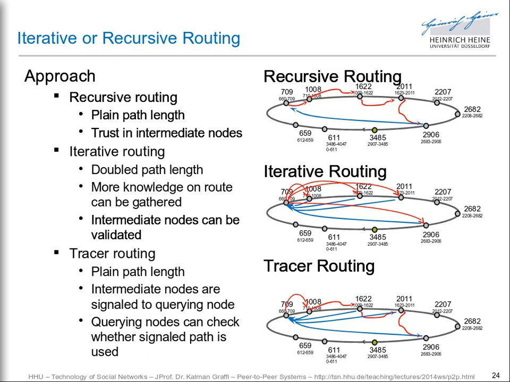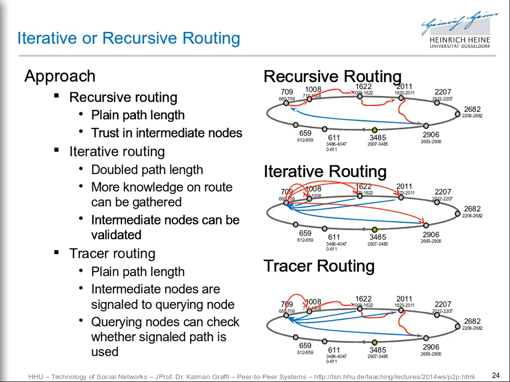Okay, and then we have the tracer routing. This is something like a mix between the iterative routing and the recursive routing, because the routing process is still recursive, as you can see, and every node is telling the query initiator what the next hop is. So we get the information about the routing process, we get the trace. So this is why it is called tracer routing.